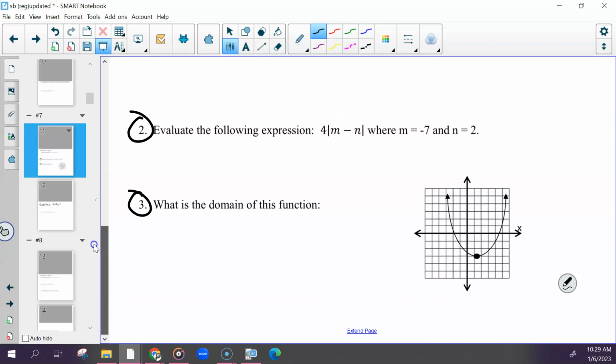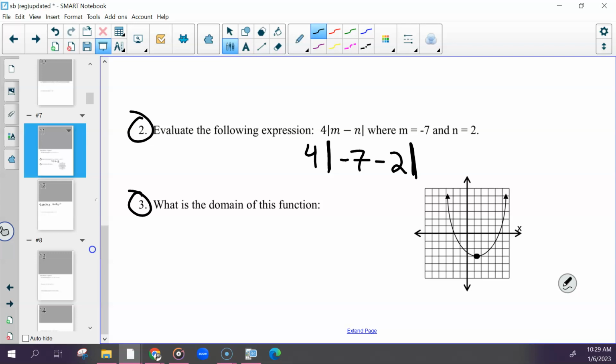So starting with number 2, evaluating. We are given some expressions where m is equal to -7 and n is equal to 2. We're going to put both of those values in. So 4 times the absolute value of -7 minus 2, and simplify.